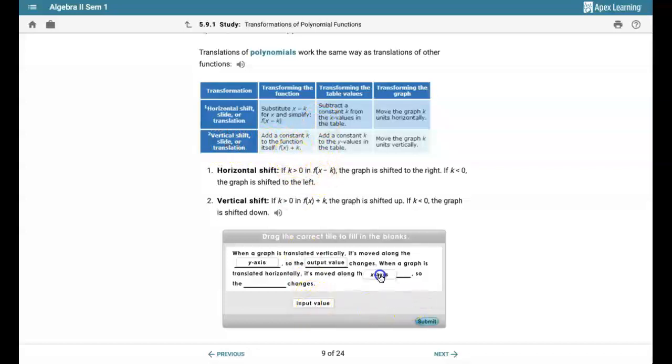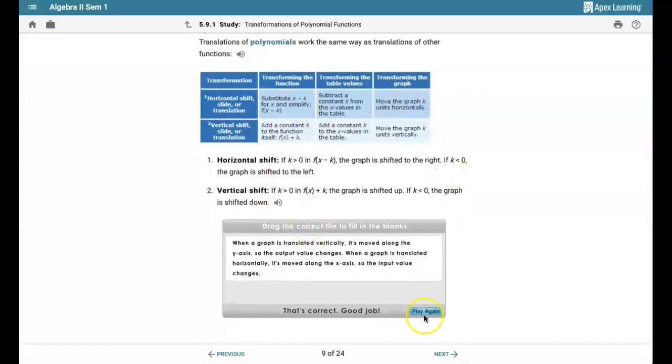However, when I move along the x-axis, I'm moving horizontally. And what I'm doing here is my x minus some number. So I'm actually changing my input value, the input value that's going into my expression.